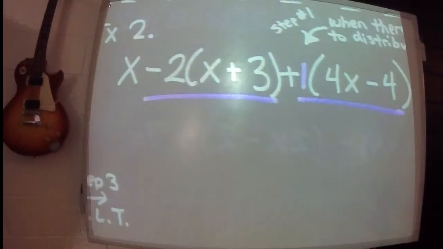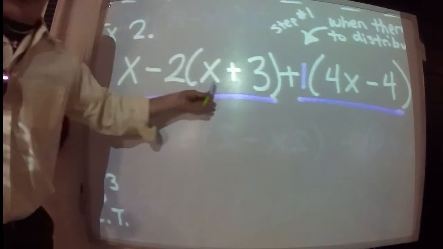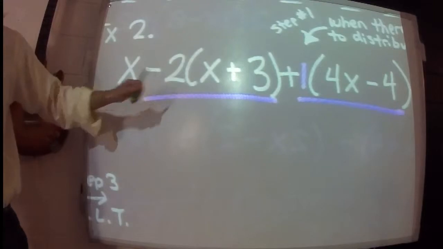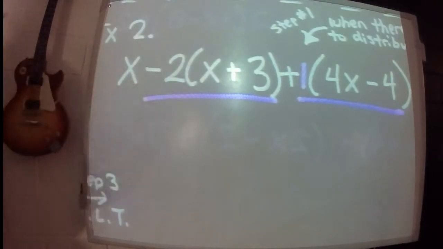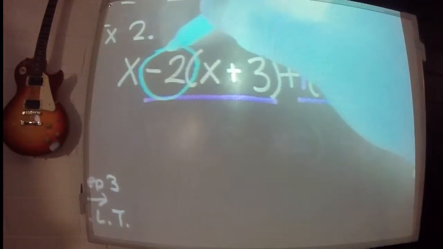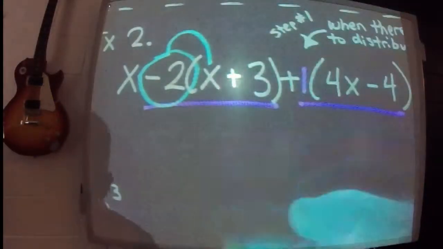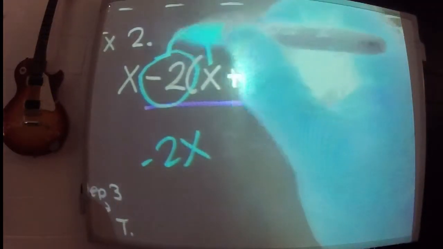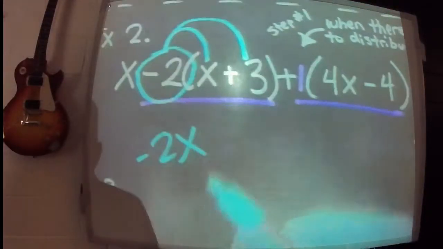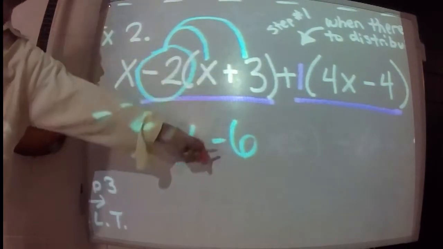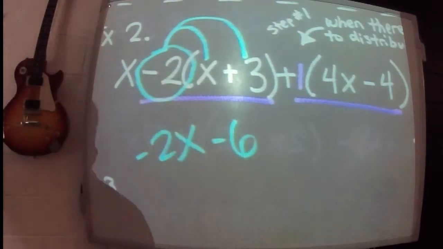But notice one thing. The number that needs distributed right here is not 2. What is it? Negative 2. If you think that's a 2, you are going to be mistaken. So, negative 2 times x makes negative 2x. Negative 2 times 3 is negative 6. If you didn't distribute that as a negative, you would have said 2x plus 6, so you would have been off.